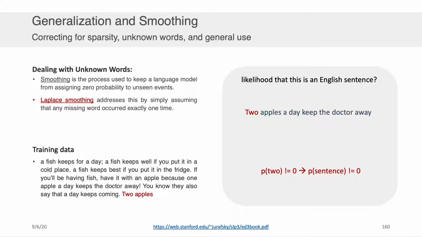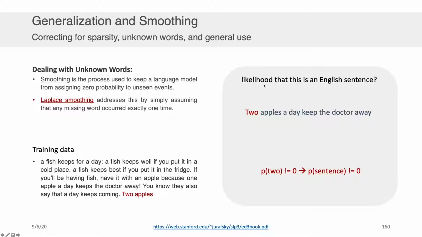So in practice, if I wanted to solve this problem, one very simple thing I could do is I could come to my training data over here, and I could simply add an instance of the word two and an instance of the word apples to this, so that the probability of two would not be equal to 0, and therefore the probability of the sentence would not be equal to 0. And I could sort of run my operation from there forward.